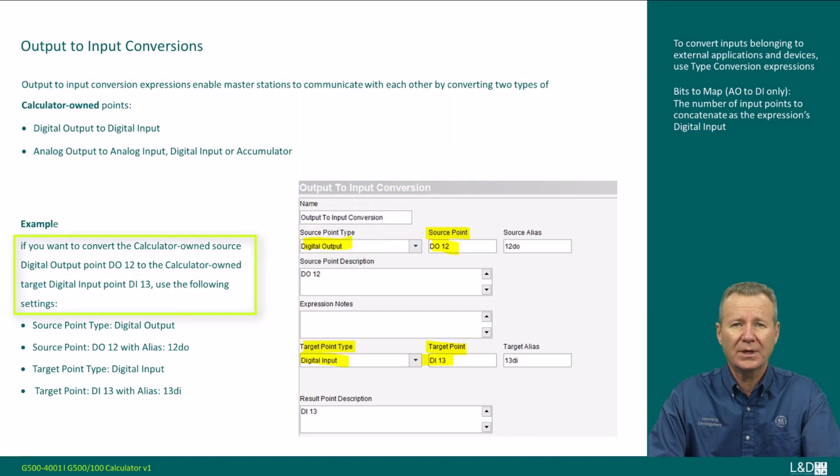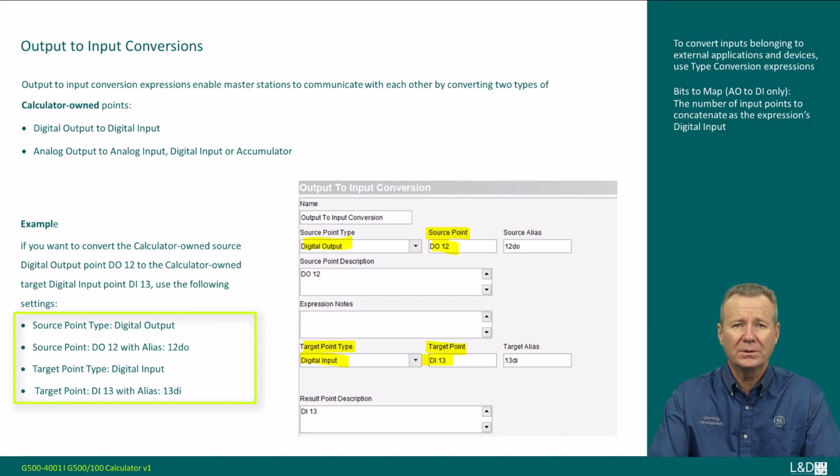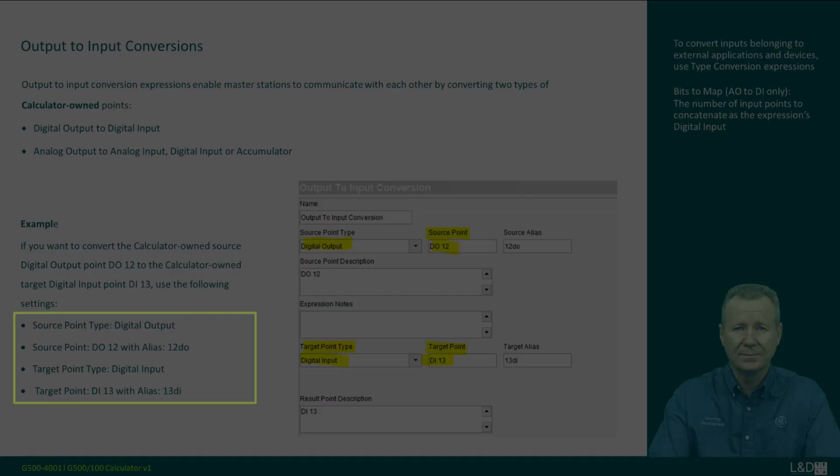If you want to convert the calculator-owned source digital output point DO12 to the calculator-owned target digital input point DL13, use the following settings. Source point type is digital output. Source point is DO12 with alias 12DO. Target point type is digital input. Target point is DL13 with alias 13DI.